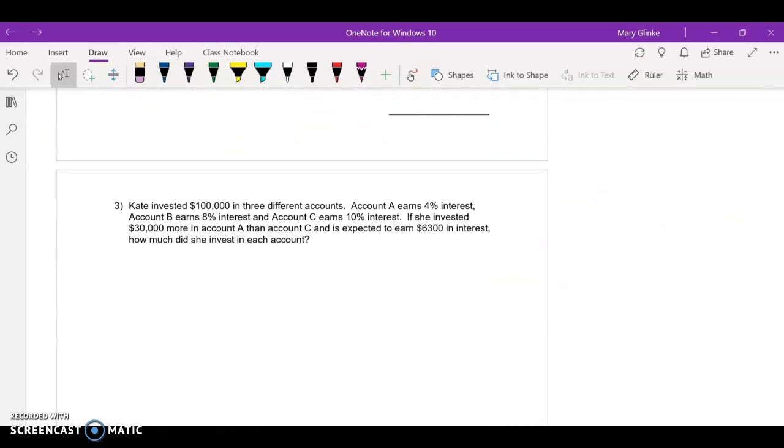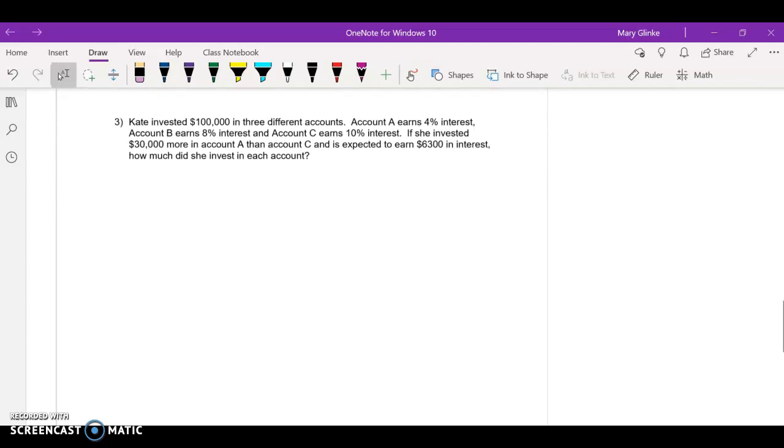So for this next one, we're going to go ahead and set it up together, and then you can try taking it and just solving through it at the end if you need more practice. So we have 3 different accounts. We have account A, B, and C. So I'm just going to use A, B, and C because it's already defined. $100,000 represents our total that we're investing. So however much in A and B and C combined, that equals 100,000. I notice I have another total here in interest. So this is going to be 6,300.